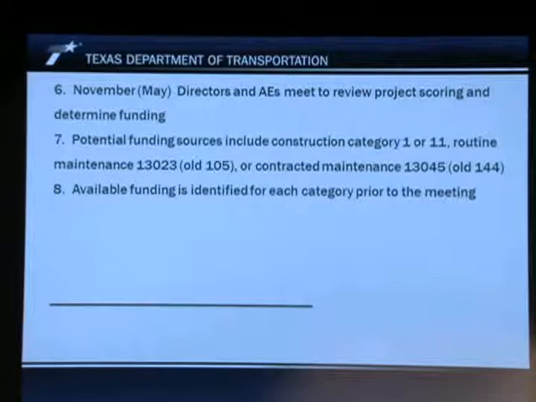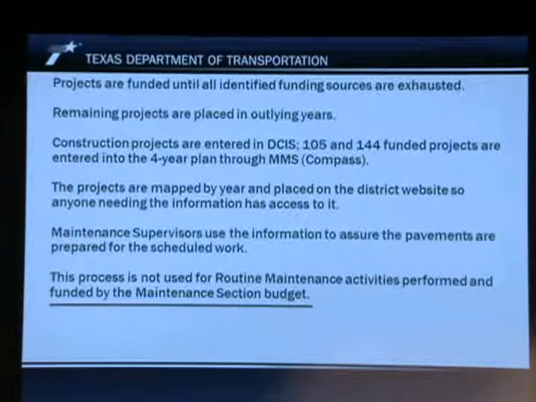The available funding is identified for each category prior to the meeting and put at the top of the spreadsheet. As we go through the list of projects and fund them, that top number is reduced until we get down to 0 in each of the funding categories. So projects are funded until all identified funding sources are exhausted. The remaining projects then are placed in outlying years.